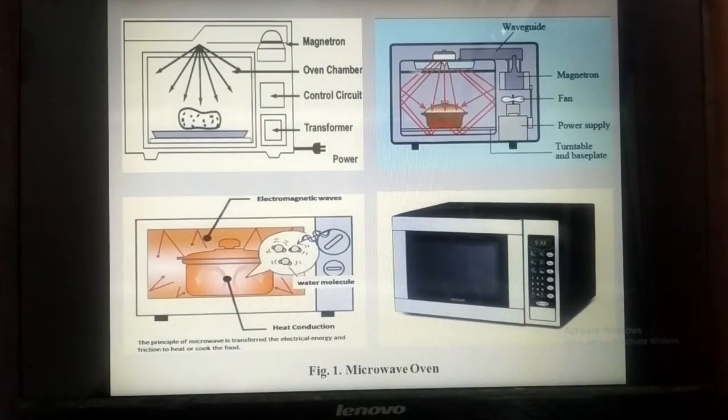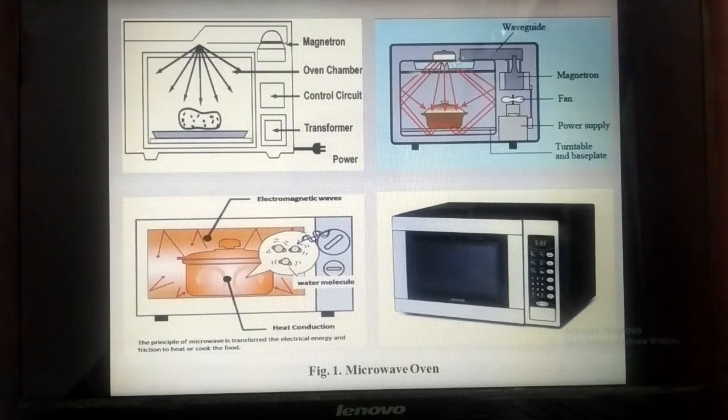These are some pictures of a microwave oven. This is the diagram of the microwave oven. This is the magnetron, the source generator of electromagnetic waves. This is the oven chamber, and we keep the food in this chamber. This is the control unit, where you can set the time for the food. And this is the transformer, which supplies the power to the microwave oven. The transformer converts the supply into AC or DC, whatever may be needed.